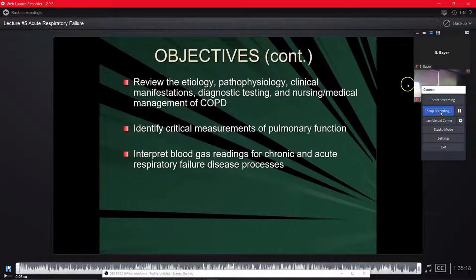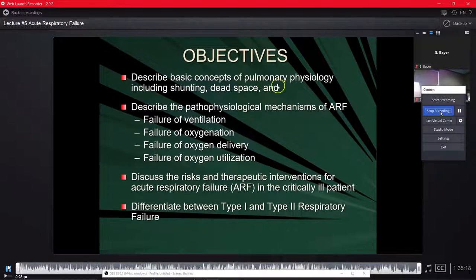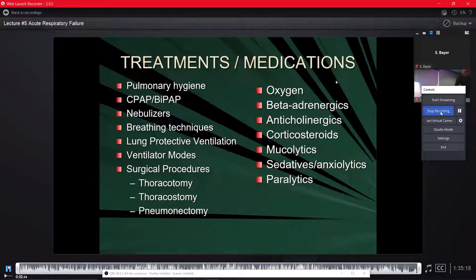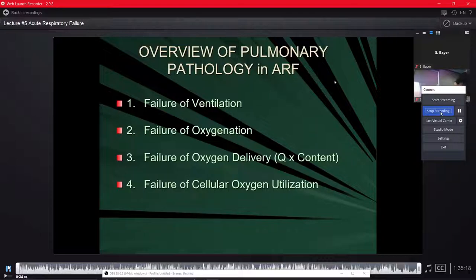So let's get started. If you'd like to stop on the objectives, you're more than welcome to, but I'm going to move through these, and the terms and the testing labs, so we can get straight to what acute respiratory failure is.